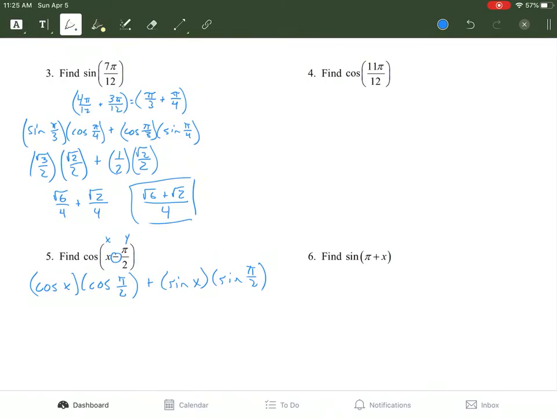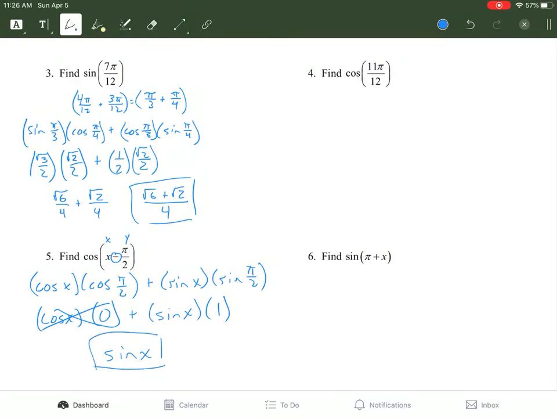Okay, so the only two values we need to find in this particular problem are the cosine of pi over 2 and the sine of pi over 2, because the cosine of x and the sine of x don't change. The cosine of pi over 2 is going to be 0, and the cosine of x just stays the way it is. The sine of x again stays the way it is, but the sine of pi over 2 is going to be 1. So cosine of x times 0 is nothing. Those go away because anything times 0 is 0. And sine of x times 1 is whatever is left over, sine of x, and that becomes your answer.